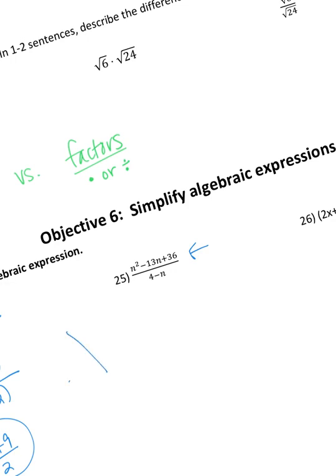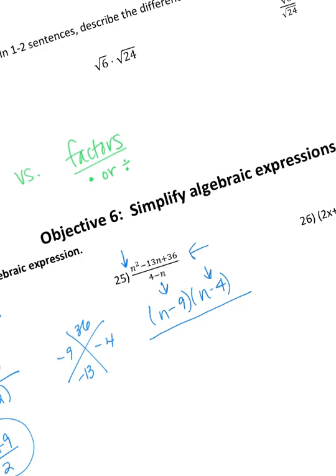If we factor this numerator, we've got a times c, which is 1 times 36. We want to add up to get negative 13. So two numbers that multiply to get a positive 36 and add to a negative 13 are negative 9 and negative 4. This has a coefficient of 1, so we can jump to it and factor this to n minus 9 times n minus 4. Now in the numerator, we have two factors, right? This is a factor, n minus 9. This is a factor, n minus 4. And if I want to simplify and get rid of something, I need to have one of those two factors in the denominator.